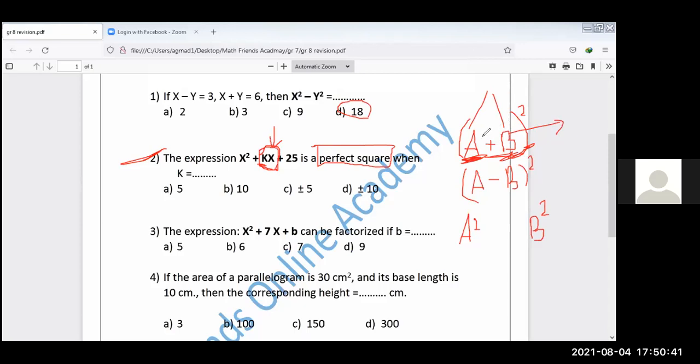Times 2. Multiply by 2, it is a constant with me. A times B times 2. So it will be what here? Plus, it means plus 2AB. Do you remember now?